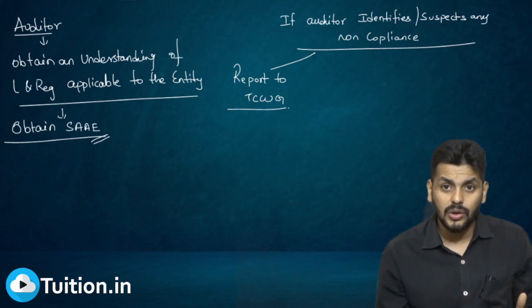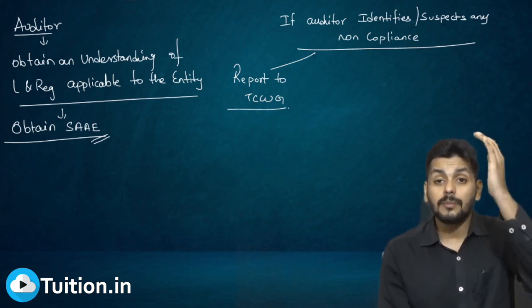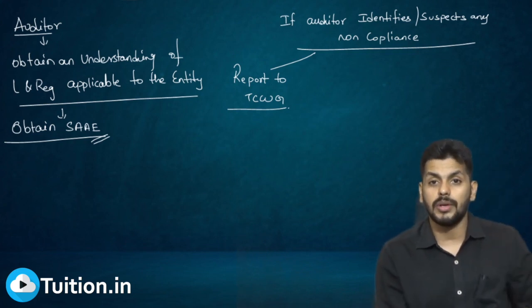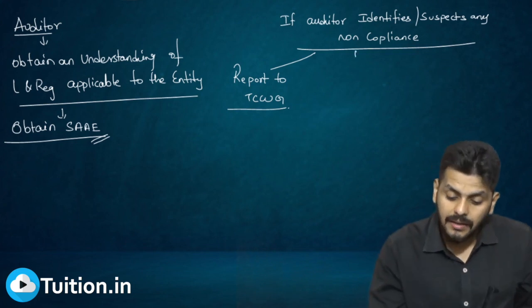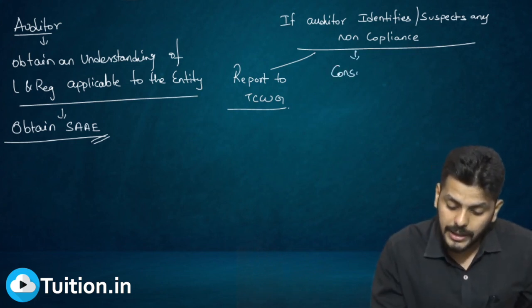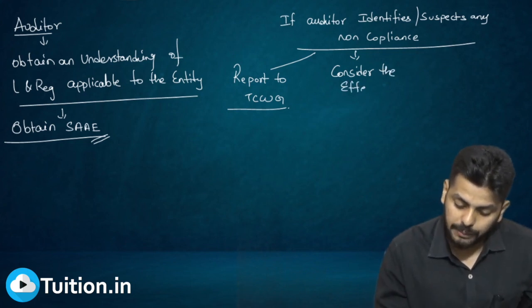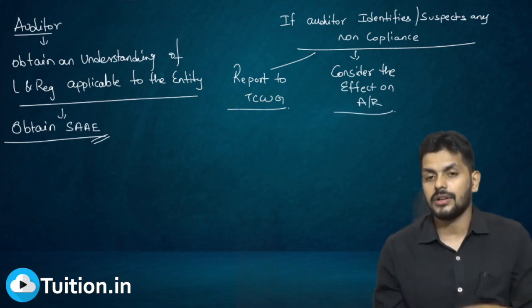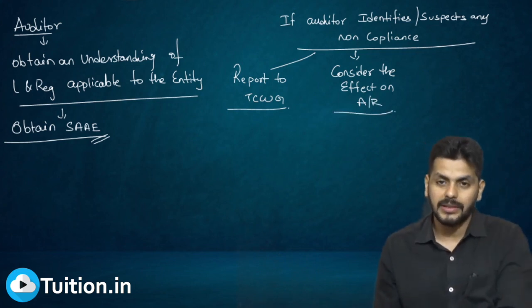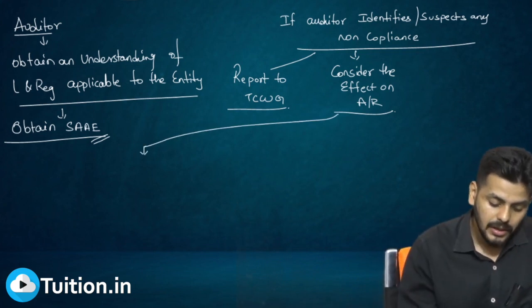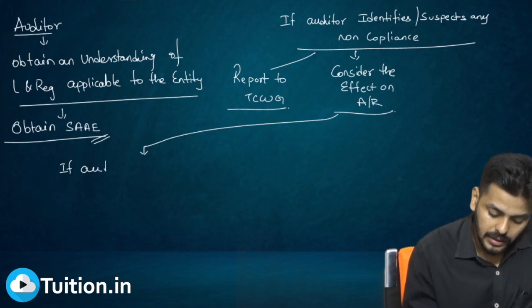Just in case they don't act and the non-compliance remains like that, and if the non-compliance appears to be intentional, which is again like a fraud, you might want to communicate that to the TCWG. And a very important point is to consider the effect on audit report. Now what you need to understand at this point of time, when you say consider, I'll explain that consider piece here. Consider the effect on audit report is nothing but, there are two things here.